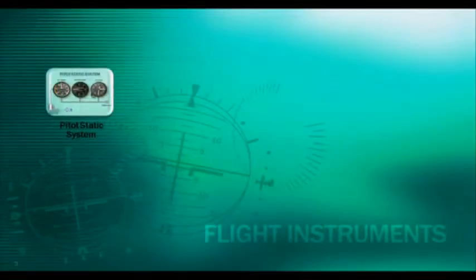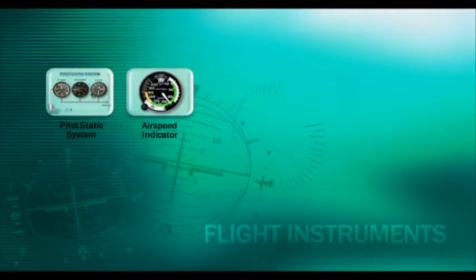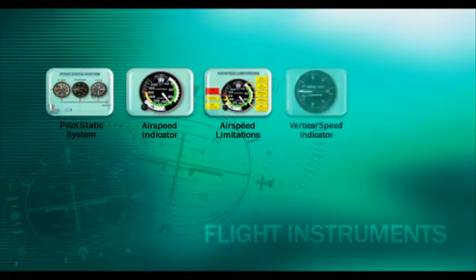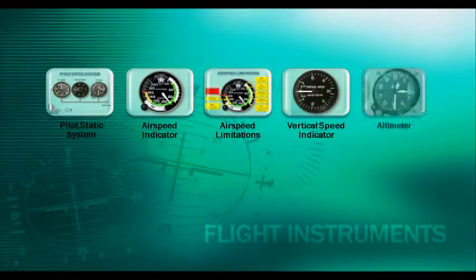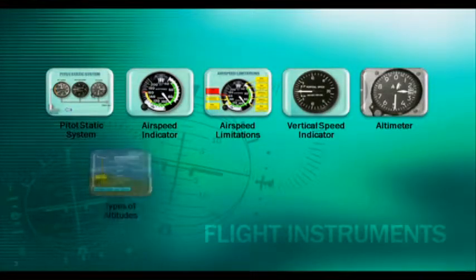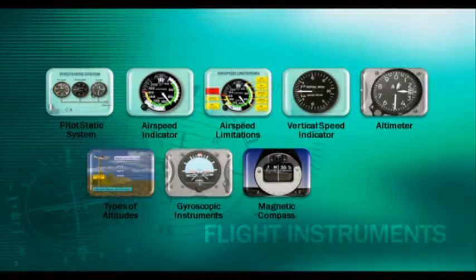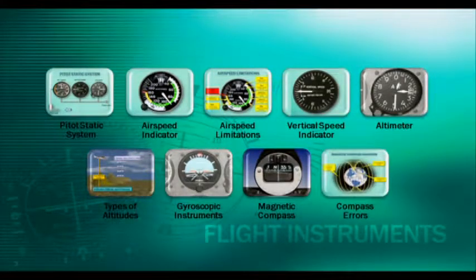Now, in this lesson, we'll cover the pitot-static system, airspeed indicator, airspeed limitations, vertical speed indicator, altimeter, types of altitudes, gyroscopic instruments, magnetic compass, compass errors. All right, let's join your instructor now for the pitot-static system.